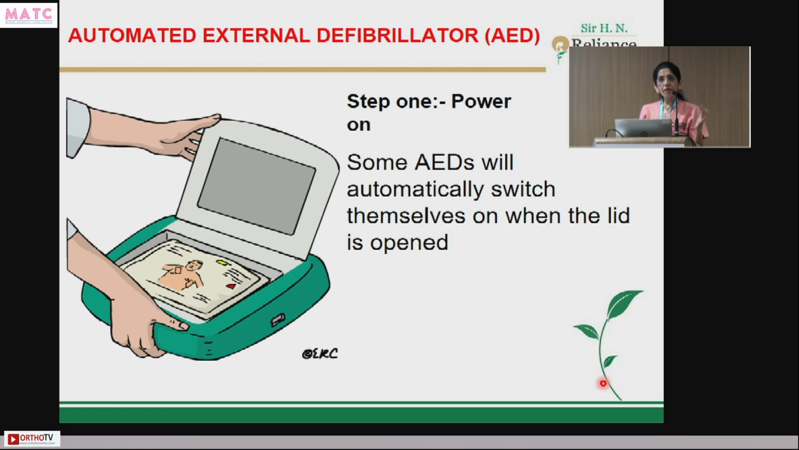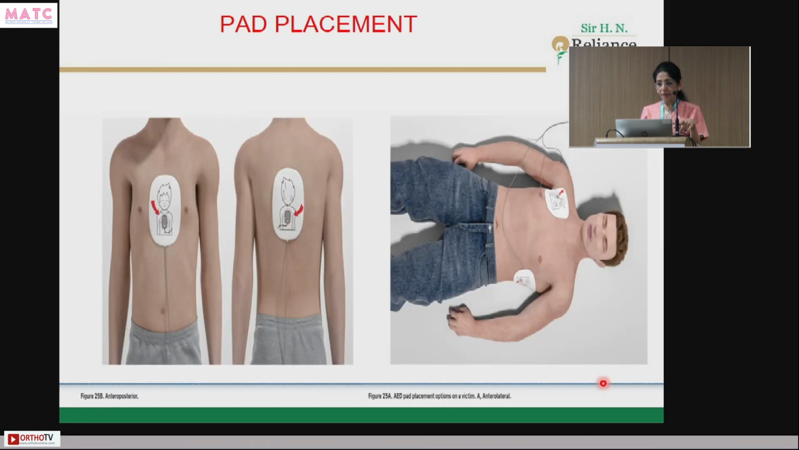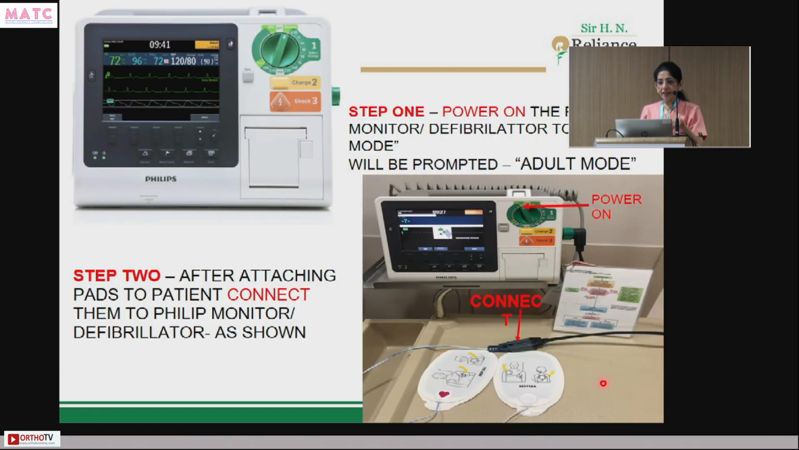Now, once you have attached the pads, the monitor will analyze the rhythm. When it is analyzing the rhythm, that time you stop giving the compression. That is the only time that you stop giving compression. Otherwise, you continue the compression even when the pads are being applied. So the second rescuer who has come in with the AED will turn the AED on and put the pads, and till then you keep giving compression. When the AED is analyzing the rhythm, you stand away.